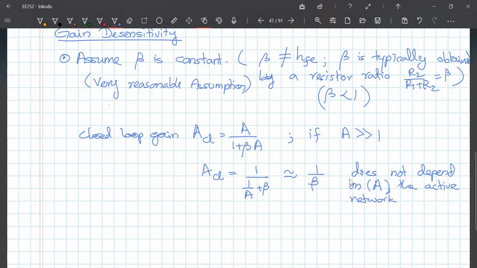Okay, so this is an active network, and what does A depend on? It heavily depends on HFE, but this does not, so therefore this is stable. All it depends on is beta, which basically depends on resistors. They are very stable.